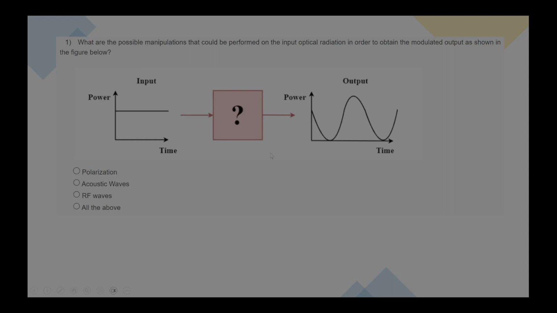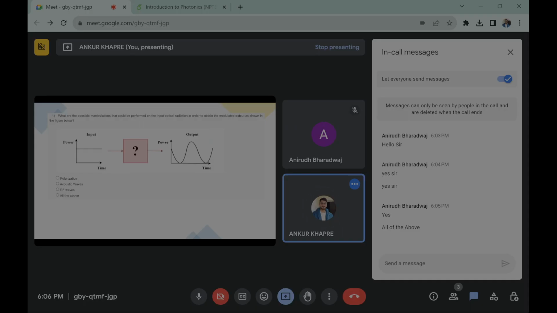So the first question is: what are the possible manipulations that could be performed on the input optical radiation in order to obtain the modulated output as shown in the figure below. First, constant input power is coming with respect to time, and we are modulating the wave. So what do you think could be the answer? All of the above. Yeah, that's correct. I think you have done this assignment.